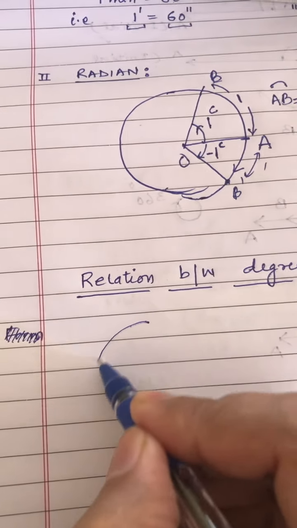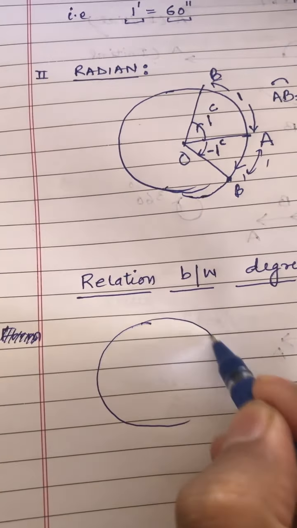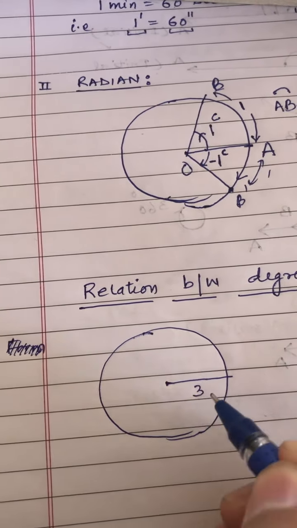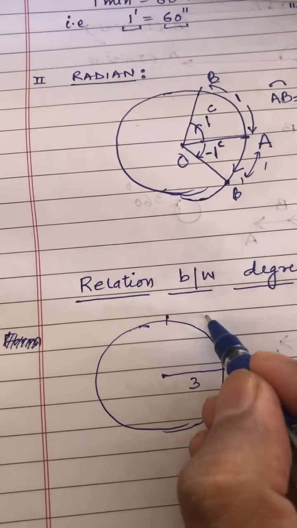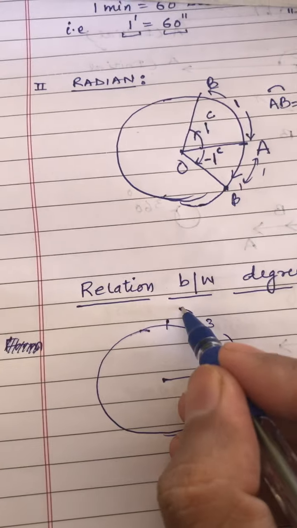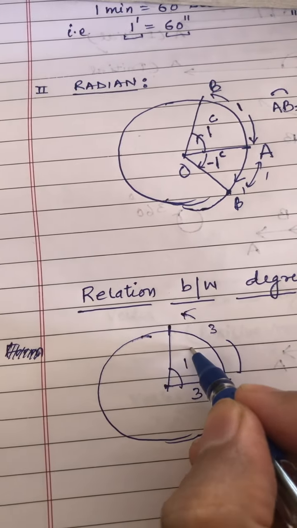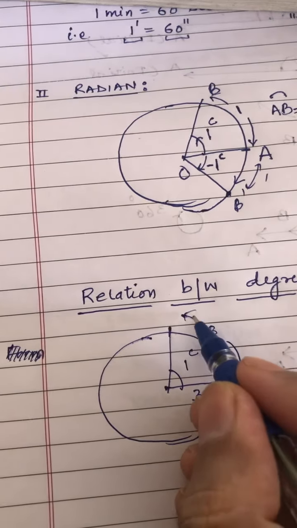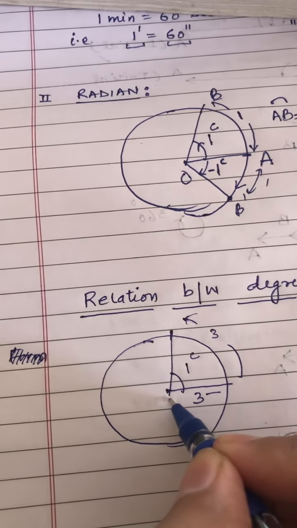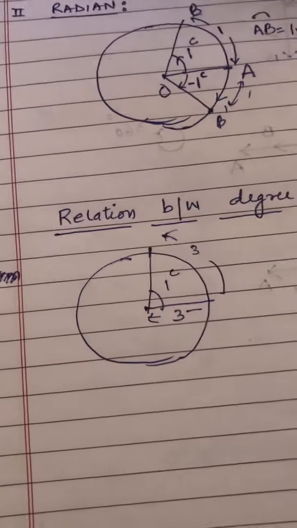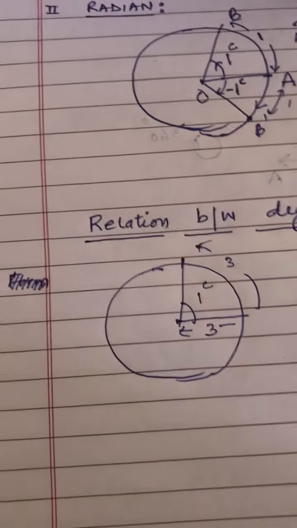Now again, if I take one more example, a circle of radius say 3 centimeter or 3 unit, and length of arc again 3. If I join this, again the angle subtended will be 1 radian, because length of arc and radius are equal. So from here we get a very important result which will be applicable in physics also, and many other fields.